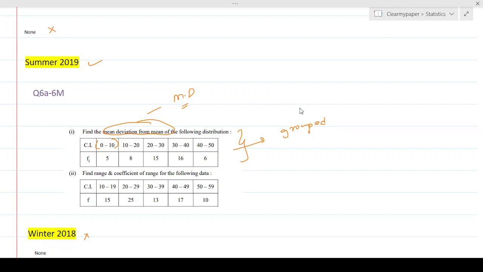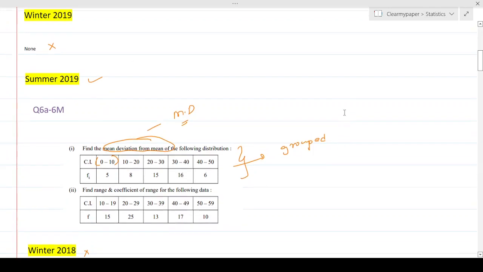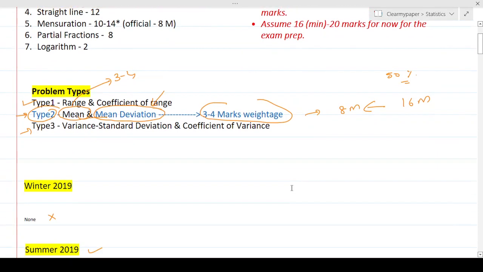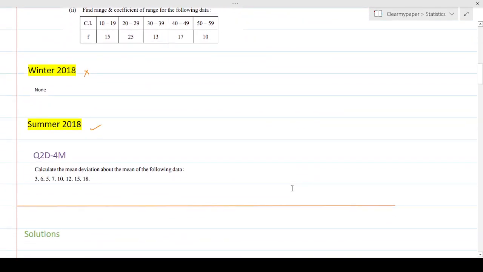I've explained group data many times in the past videos. Even in the mean, when we calculate the first part of this type 2, I've explained that. So by this time you should know what is group data. And the second question, which came in summer 2018, is all about ungrouped data, and this is pretty simple.